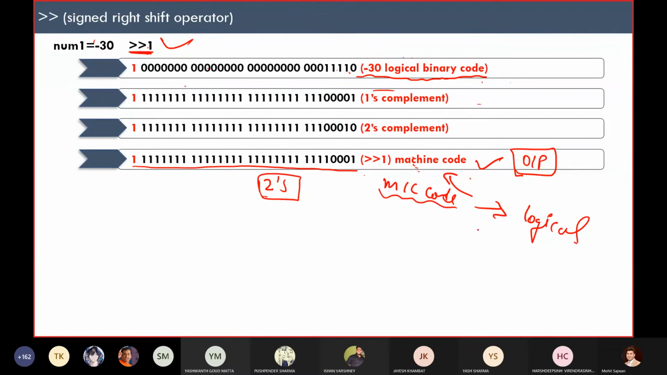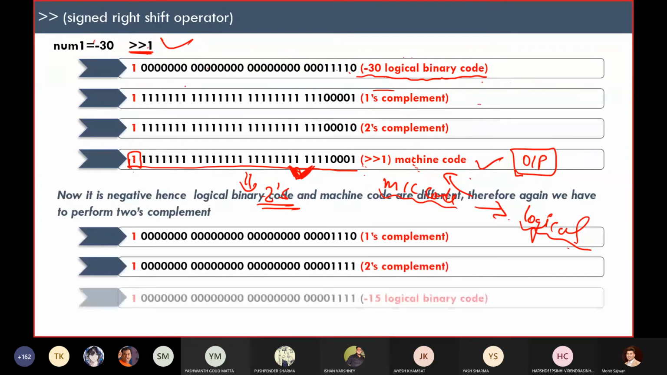So we get the machine code, but we cannot say this is the exact number. That is why we again convert this number into logical code, because this is a negative number. For a negative number, we know that the machine level code and logical code are not the same. I don't know what this number is representing, so I will perform 2's complement on this particular number, and after performing it, I get this number. So it is representing minus 50.